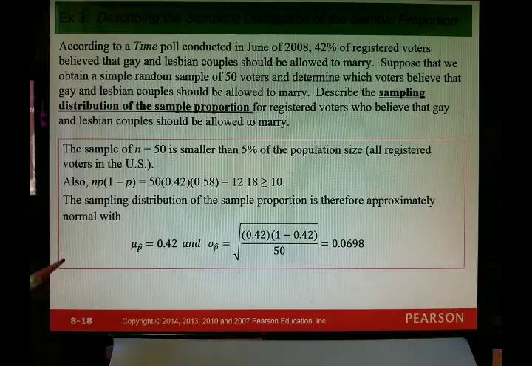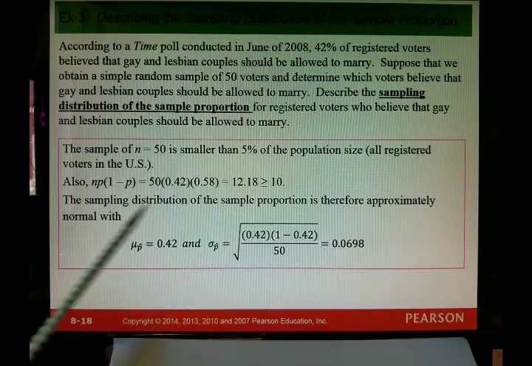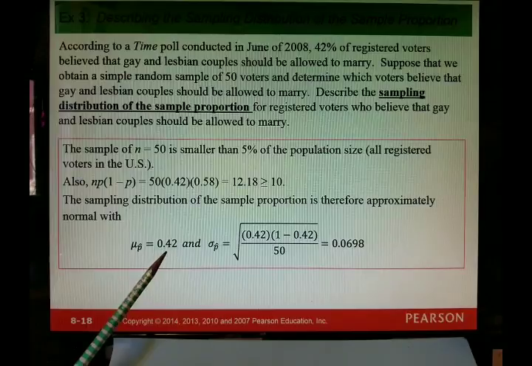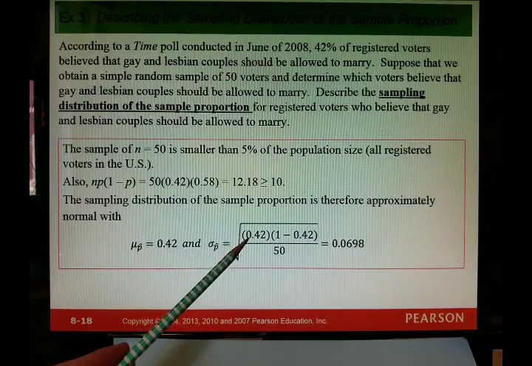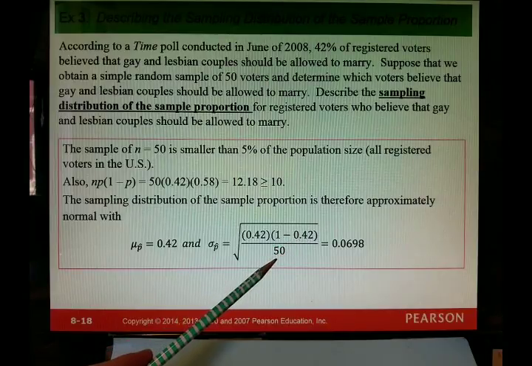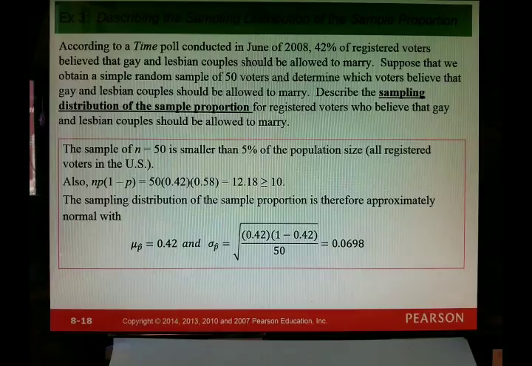Therefore, the sampling distribution of the sample proportions is approximately normal with a mean of, and that was your P, 0.42, and a standard deviation of the square root of P, Q, that's the 1 minus 0.42, divided by N. That would be the standard deviation that I would use.